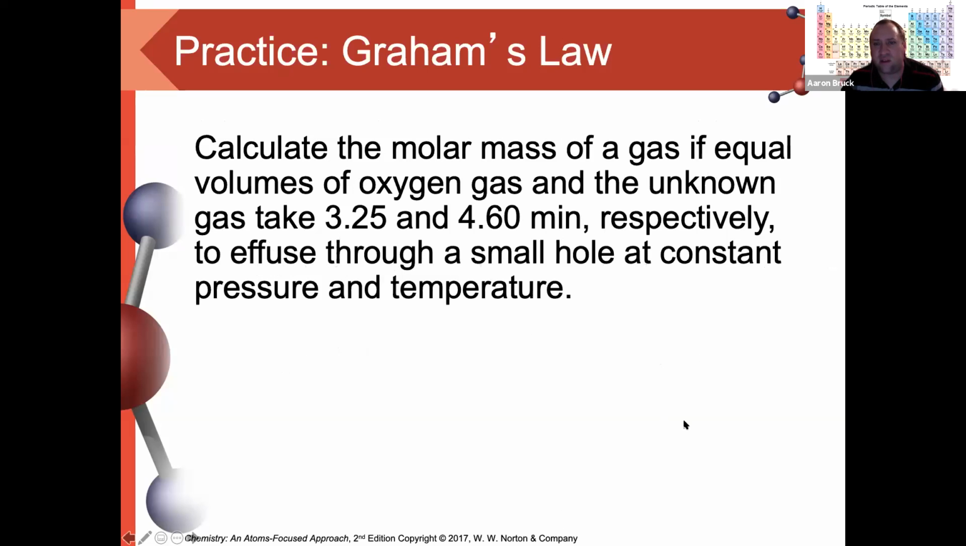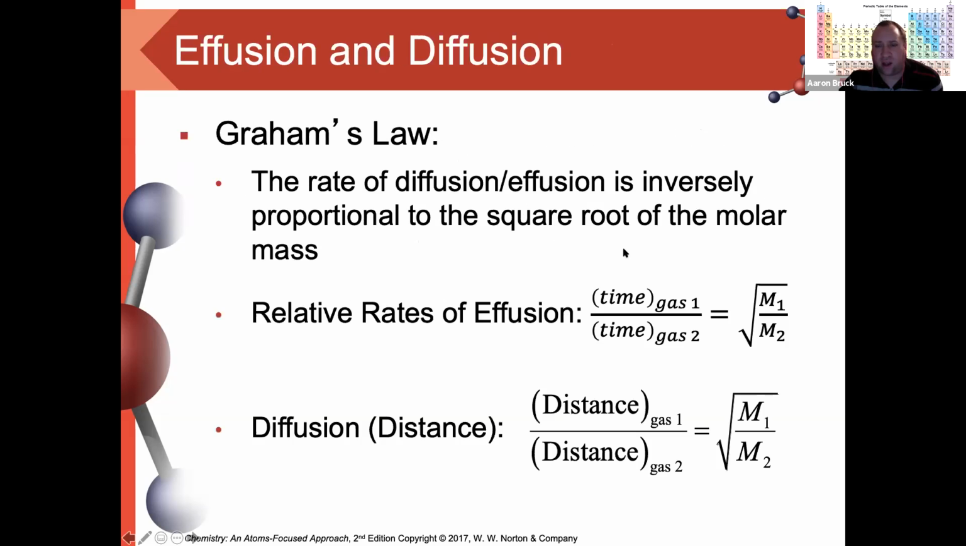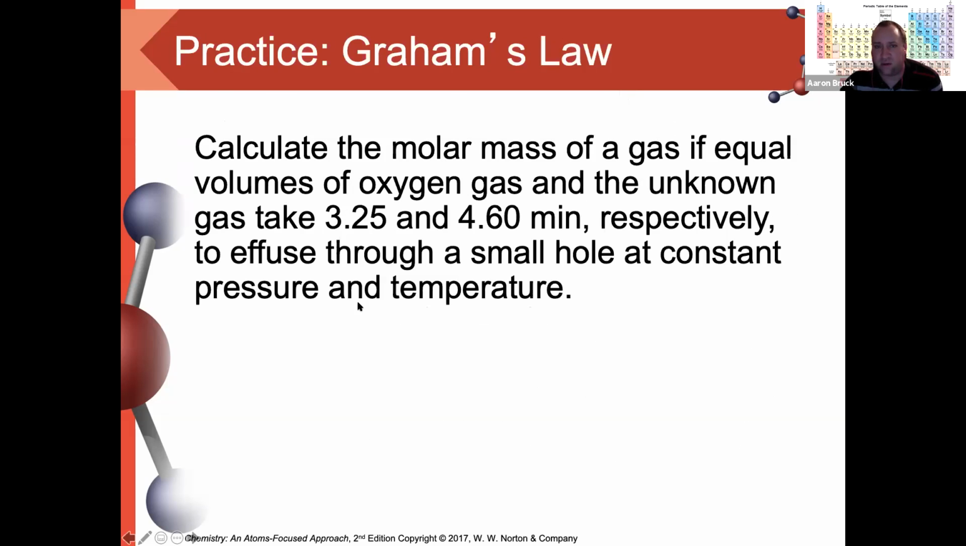All right, so let's do something that's a little bit more quantitative then. Calculate the molar mass of a gas if equal volumes of oxygen and an unknown gas take 33.25 and 4.60 minutes respectively to effuse through a small hole at constant temperature and pressure. Okay, so for that, we're going to have to use this equation here. Time 1 over time 2 is equal to the square root of mass 1 over mass 2.